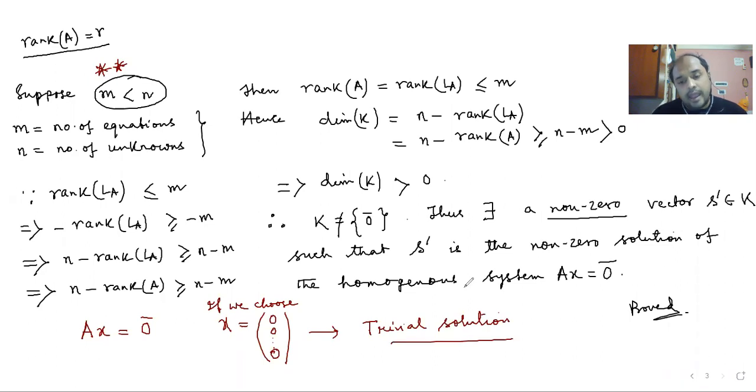And here, if m is less than n, then that solution is called a non-trivial solution. So we are actually considering here the non-trivial case. This is the condition under which the system will have a non-trivial solution. I hope you have understood. Let's discuss one particular problem.